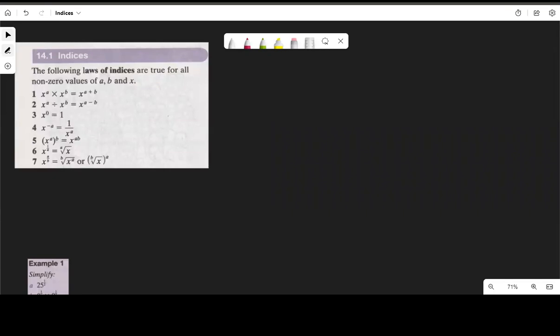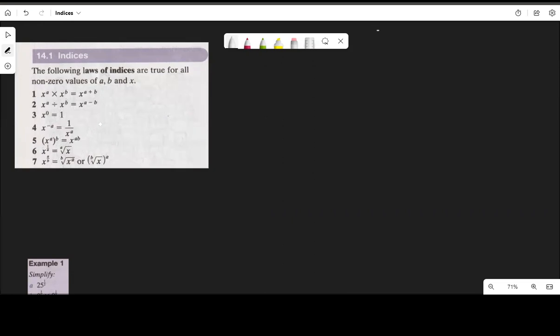We'll be looking at indices, and since it is a revision class, we'll be going into solving a question right away. These questions are taken from New General Mathematics SS3, the revision part, which follows the WAEC syllabus.